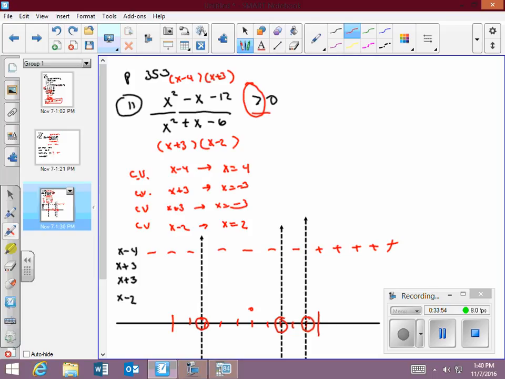Okay. So we evaluated the factor x -4. Now then, we want to evaluate this factor right here, which is x +3, whose critical value is -3. And to the left of -3, this value is going to be negative, right? And to the right, it's going to be positive.